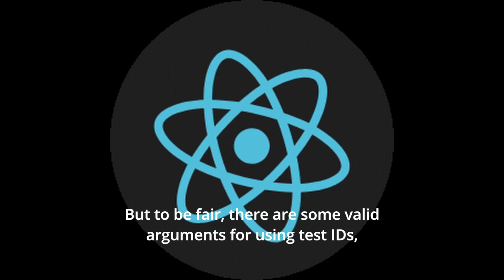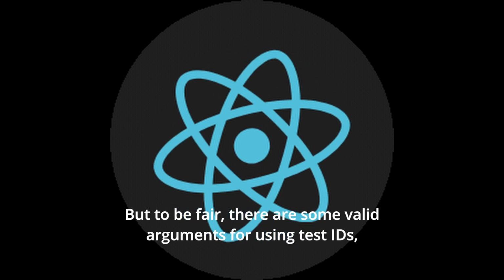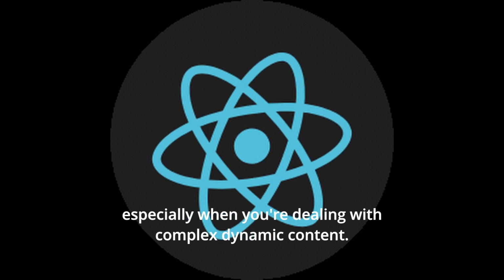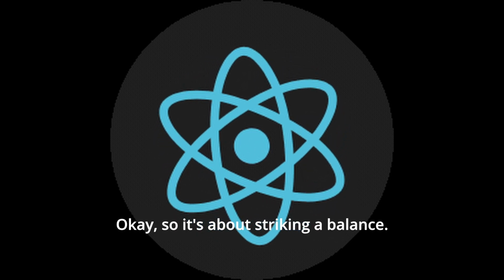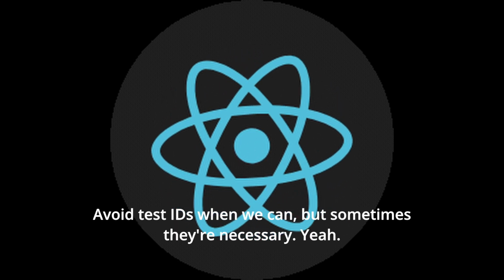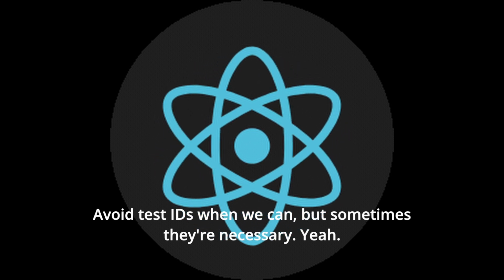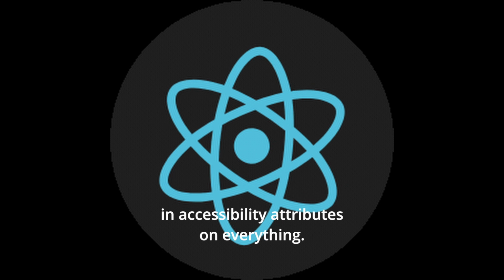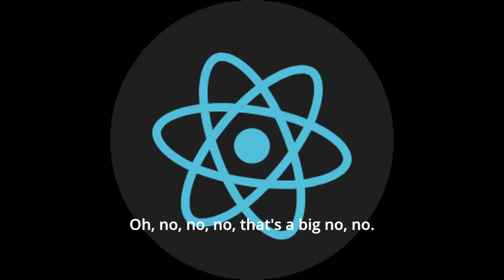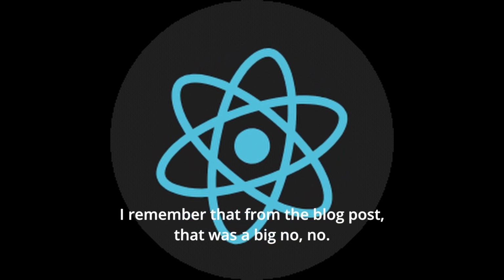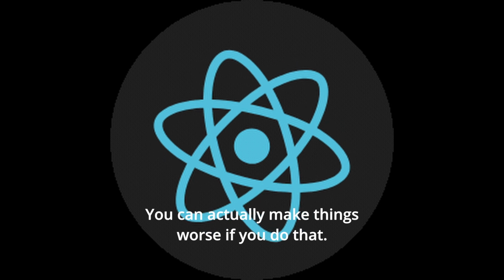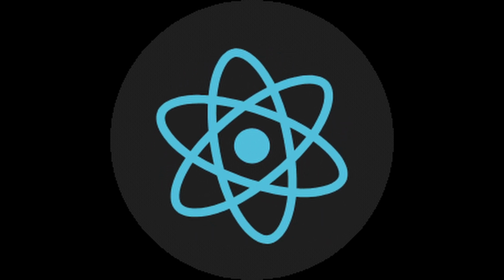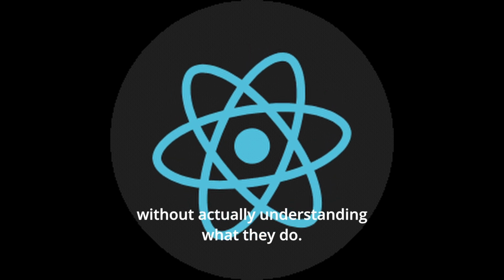But to be fair, there are some valid arguments for using test IDs, especially when you're dealing with complex dynamic content. Okay, so it's about striking a balance. Yeah, exactly. Avoid test IDs when we can, but sometimes they're necessary. We also don't want to just randomly throw in accessibility attributes on everything. Oh no, that's a big no. I remember that from the blog post. You can actually make things worse if you do that, if you're adding ARIA attributes without actually understanding what they do.